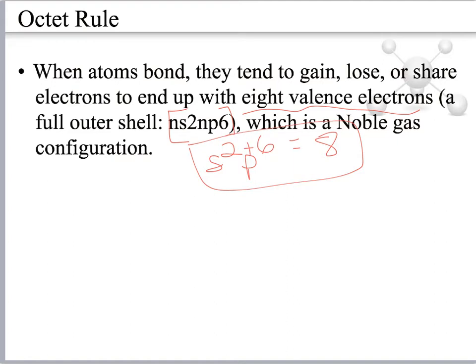And you will start to notice, hopefully, that if you were to write out the electron configuration for pretty much any ion, they would all end with an electron configuration of s2p6, showing that they are noble gas-like in their electron configuration.